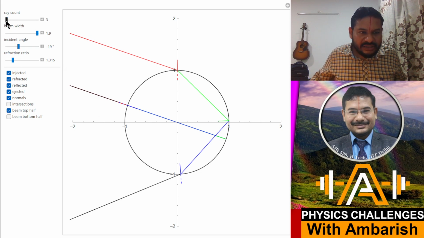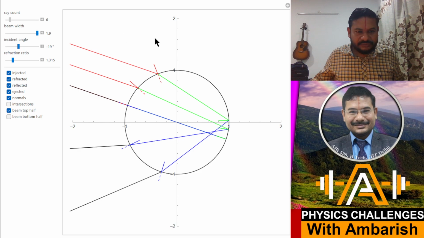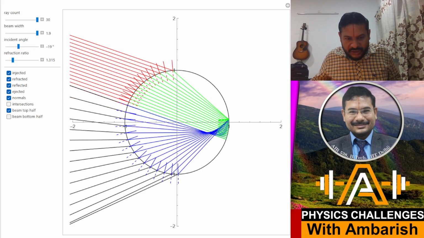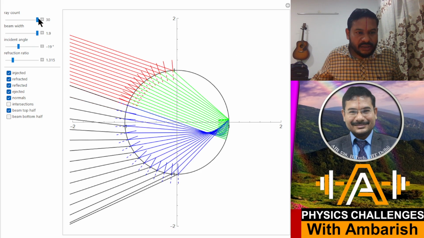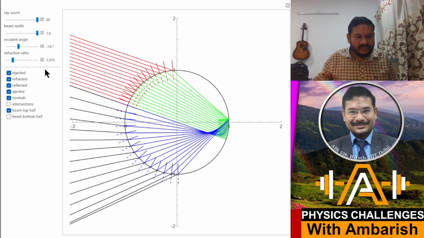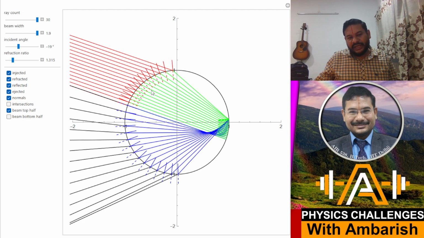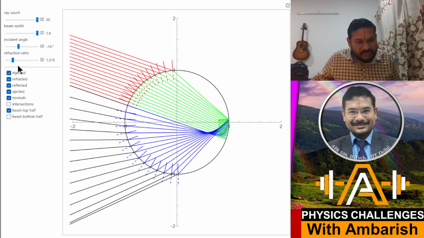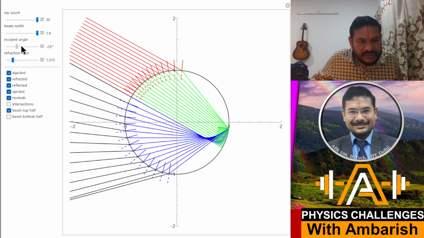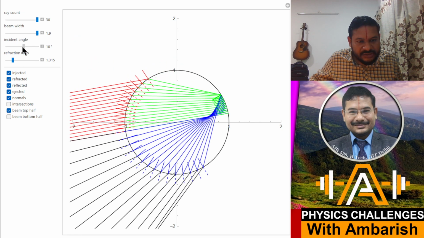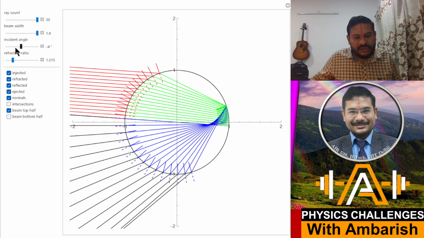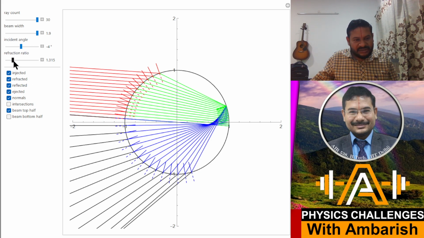So let me increase the number of rays once again. I hope it's being captured in the OBS. Yes. So let me increase the number of rays, and let me again make the incidence angle, so that you see where these rays are getting parallel. Let me make it horizontal once again. Incidence angle, let me make it 0 degree. So you see, the incident rays are initially horizontal.